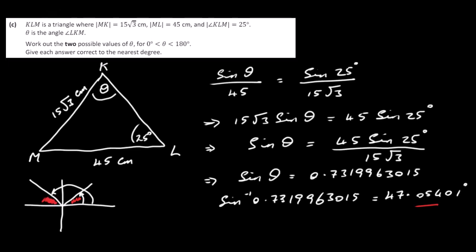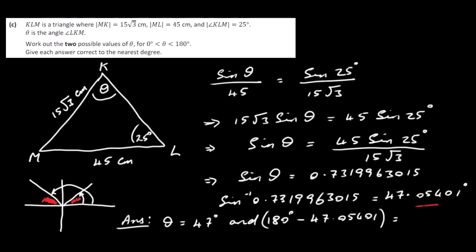So let's work that out. Our answers are, and we have to do this to the nearest degree, theta is equal to 47 degrees, and 180 degrees minus 47.05401. When you do that, you get 133 degrees. So there are two answers, these two here. So theta can be 47 degrees or it can be 133 degrees. That's the ambiguous case for the sine rule.